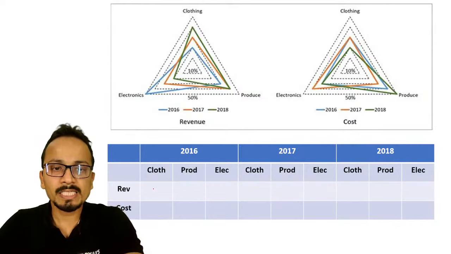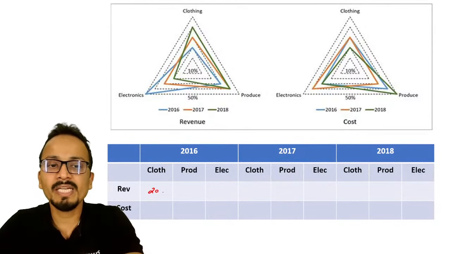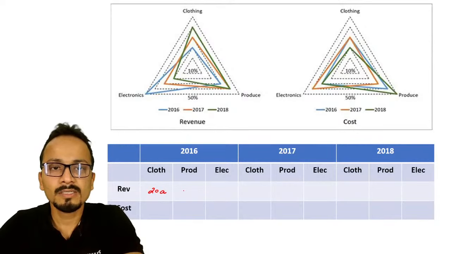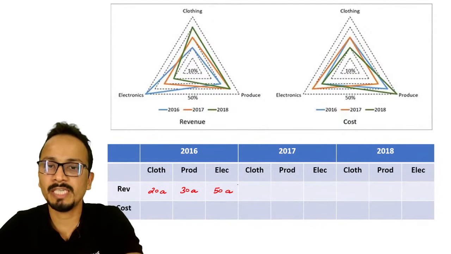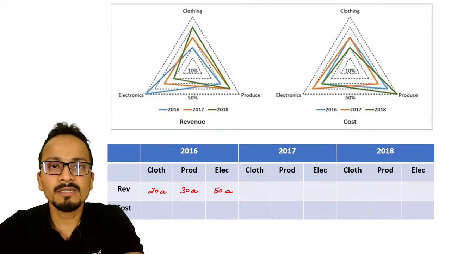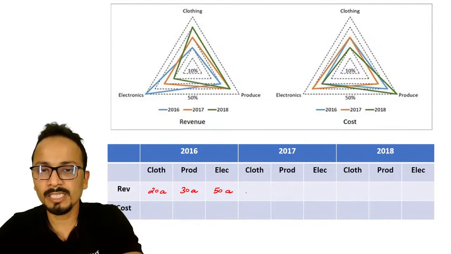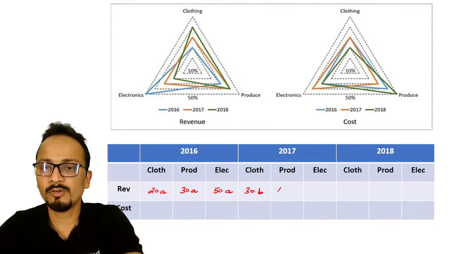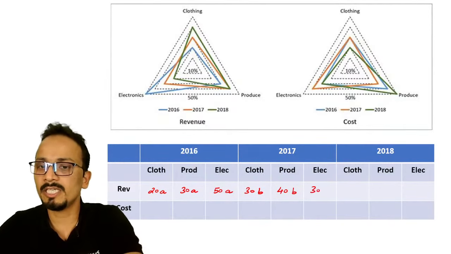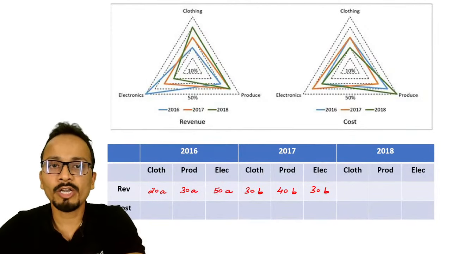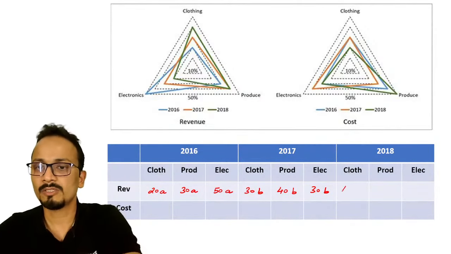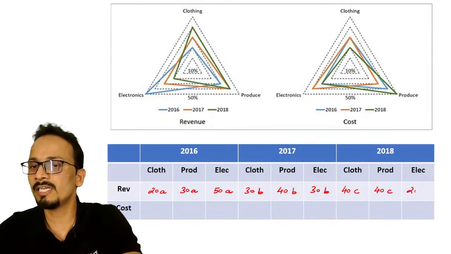So for 2016, the revenues are 20A for 2016. Then for produce, it is 30A. And for electronics, it is 50A. For 2017, it is 30, 40 and 30. So 30B, 40B and 30B, right? For 2018, green line, it is 40, 40 and 20. So I'll take another variable 40C, 40C and 20C.